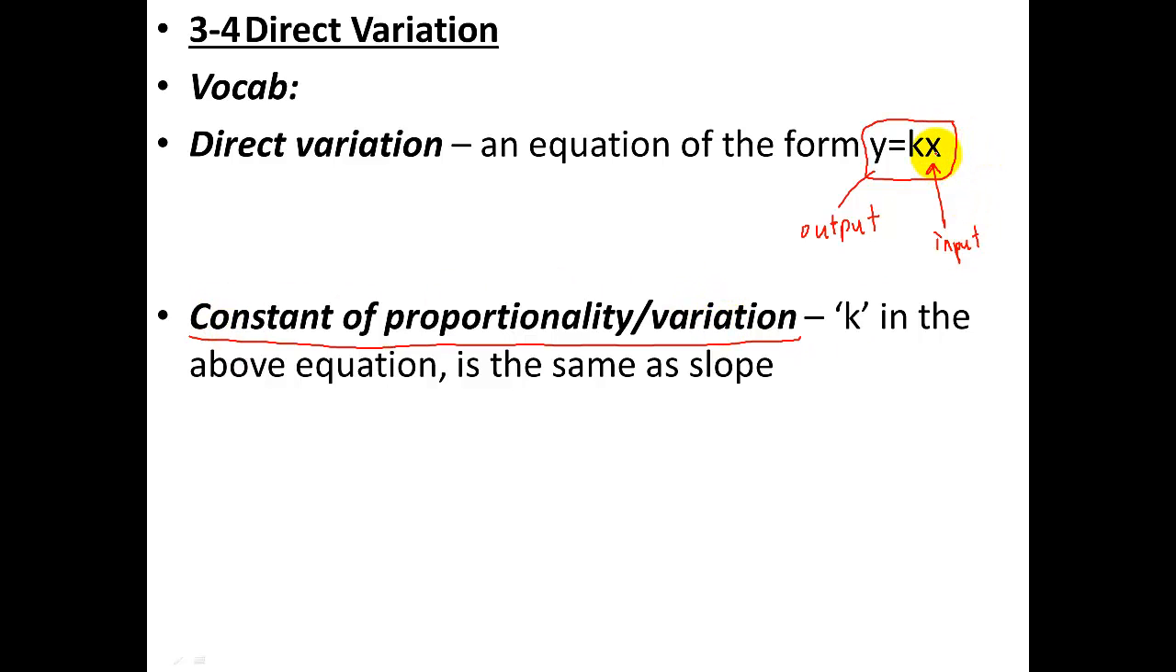So, as x changes, y will also change, and k tells you the relationship between that change. So, if you have a linear equation, k is representing the slope of the line. So we'll look at some graphs to represent these functions, as well as some examples.